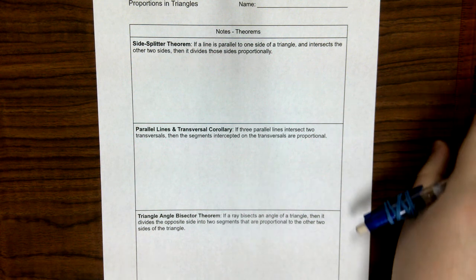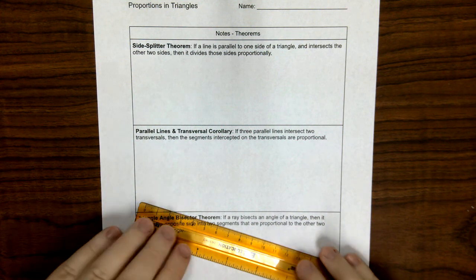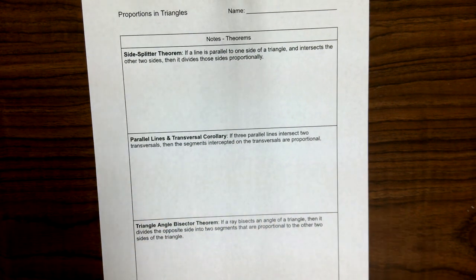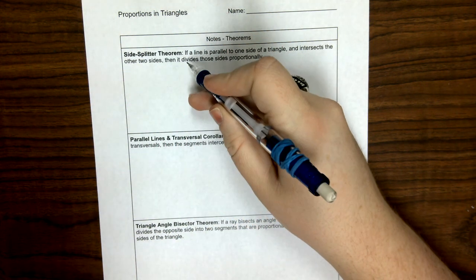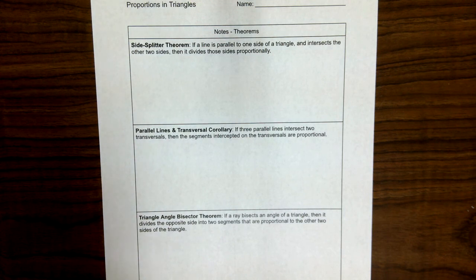Now I am going to use a ruler so I can make my drawings as accurate as possible. But you can just rough draw it if you want to. So we've got the side splitter theorem, the parallel lines and transversal corollary. That means it's a corollary. It comes off of this theorem. And then we have the triangle angle bisector theorem.